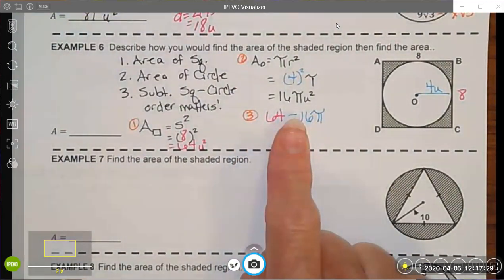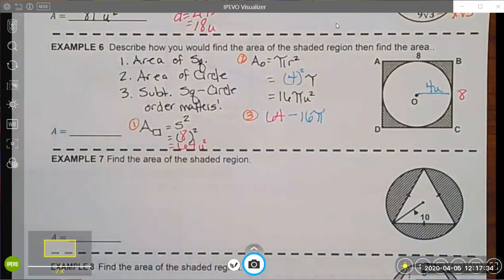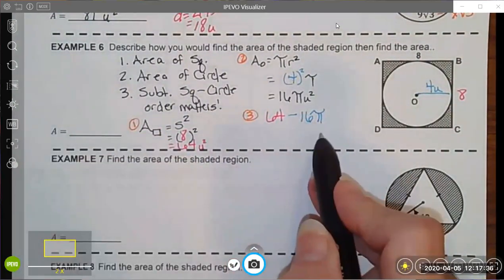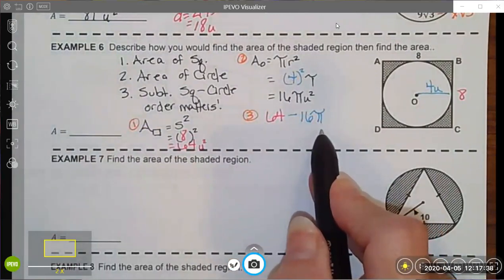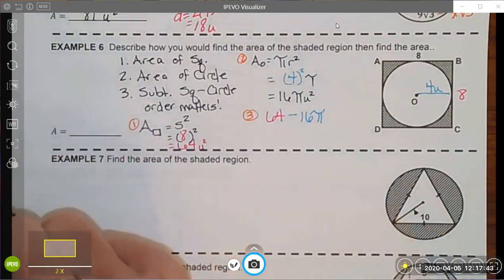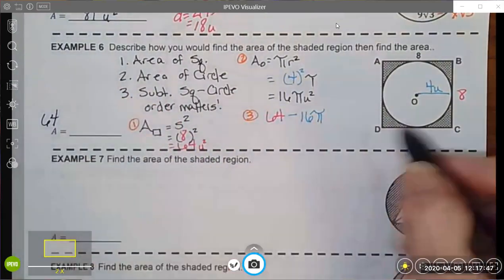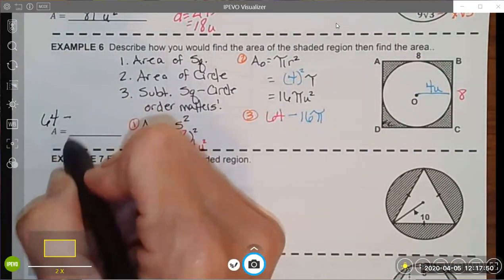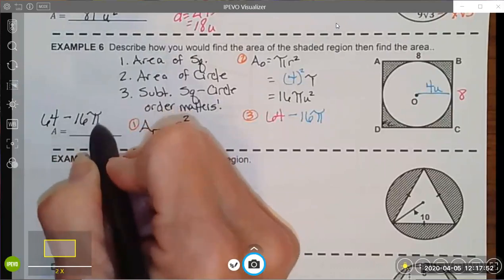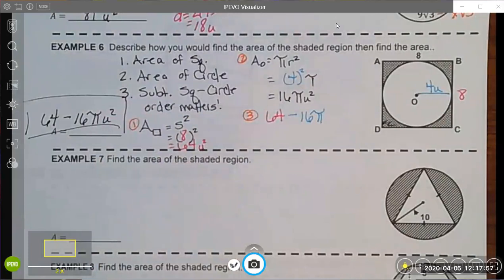If I look at 64 minus 16 pi, I recognize that these are not like terms and cannot be combined. I know that I need to leave my answer as an exact answer, so I'm not going to simplify this by substituting in a value for pi. So my area for the shaded region only is 64 minus 16 pi units squared. That looks a little strange, but it is an exact answer and exactly what we're looking for.